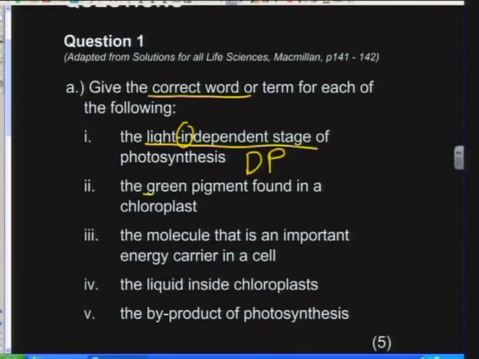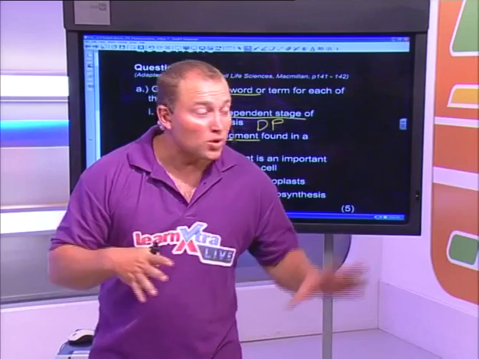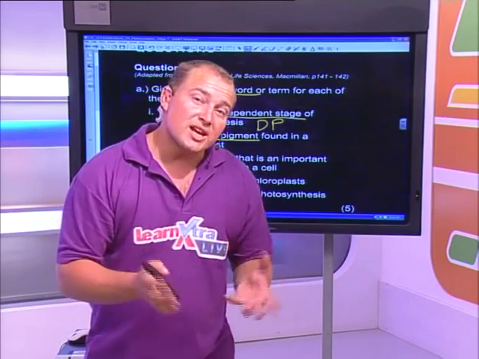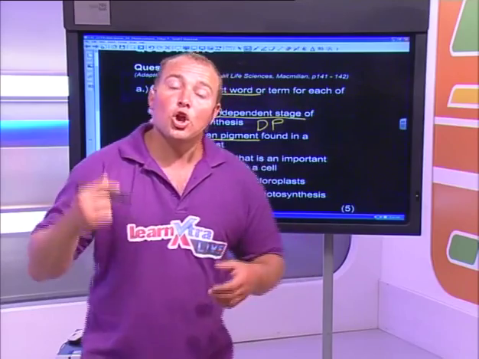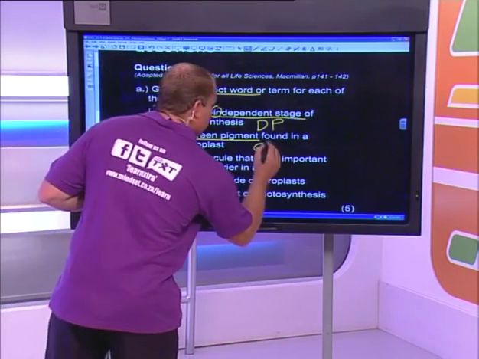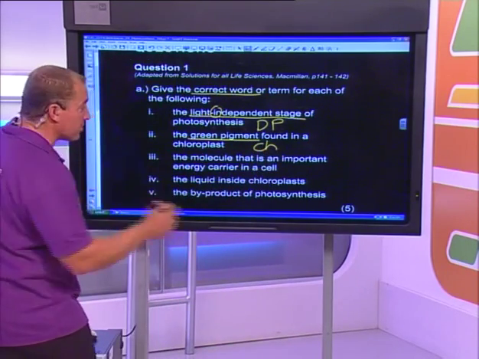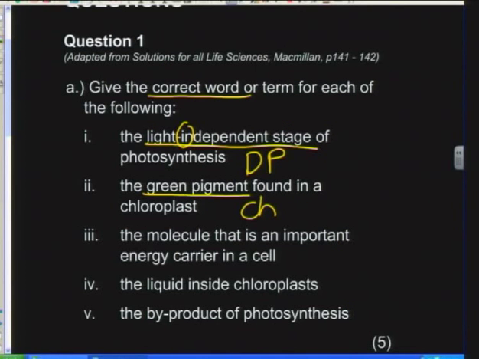Next one. The green pigment found inside the chloroplasts. Chloroplasts, remember, we find them in the leaves or the stems that I showed you. It's that green pigment. Now, that green pigment that we found inside is called chlorophyll. There it is. I'm going to put it there. It's chlorophyll. Very simple. Next one. The molecule that's the important carrier of energy in the cell.